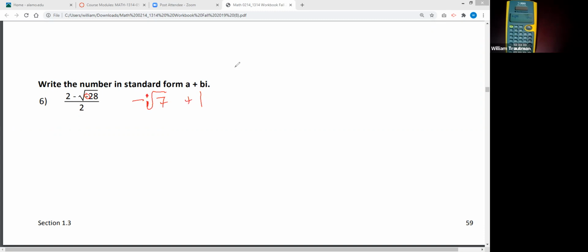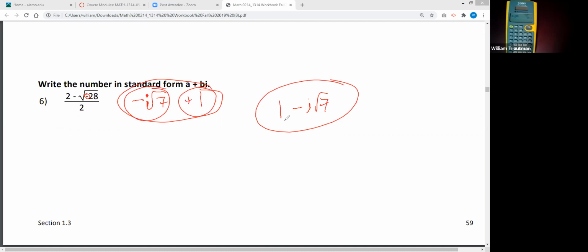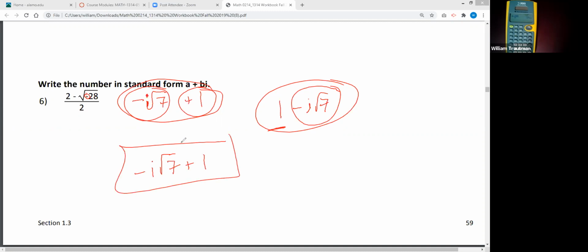By the way, normally you put the 1 minus i square root of 7. Either one of these is right: the negative i square root of 7 plus 1, or 1 minus. Just as long as this part is minus and this part is positive. The 1 is positive, the other stuff is negative. But this is how your calculator has you put it in, so I'm going to do it that way. That's the answer to this problem.